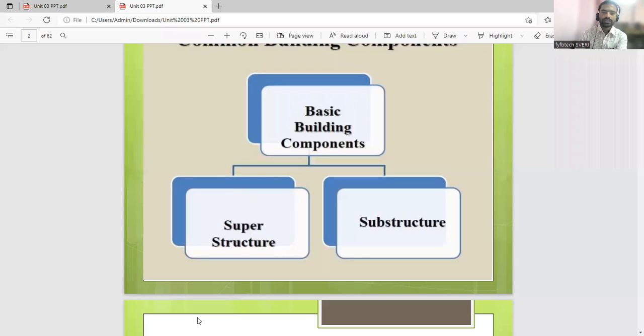Okay, what we started in the last class? That is the components of the buildings, correct? So a building is basically divided into two types. What are the two types? That is superstructure, right? Superstructure and substructure. Okay. With all your valuable feedback, I will start dictating your notes.